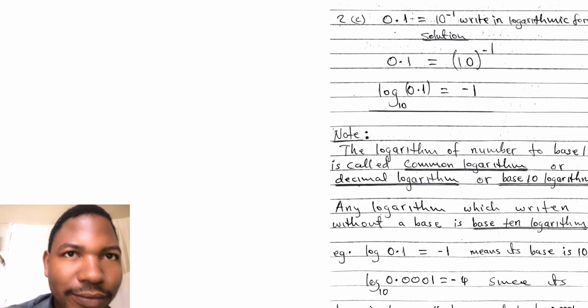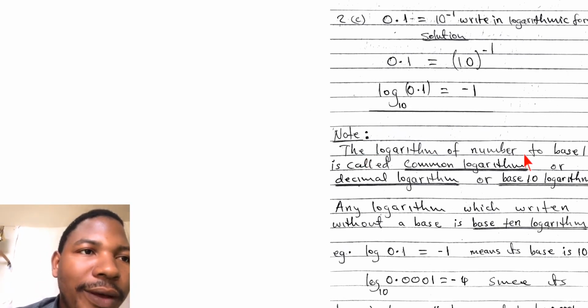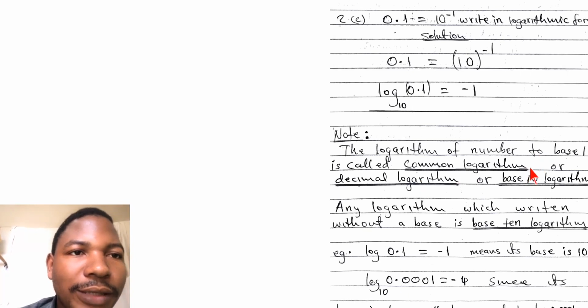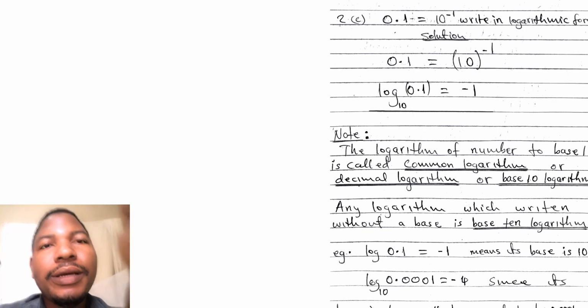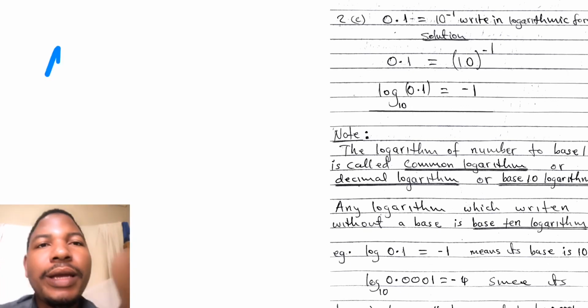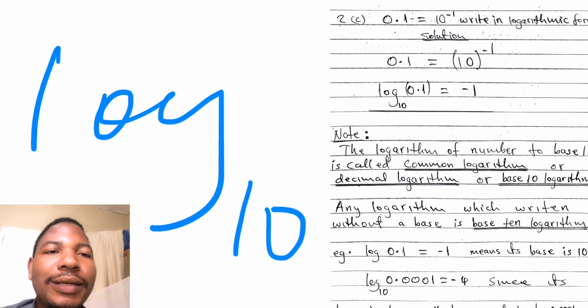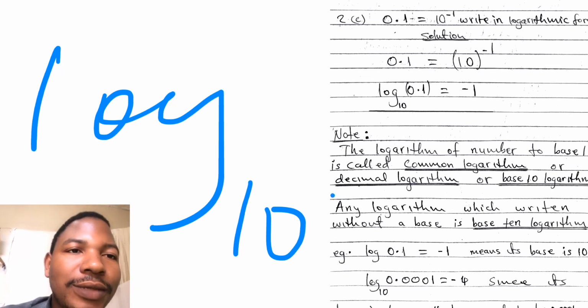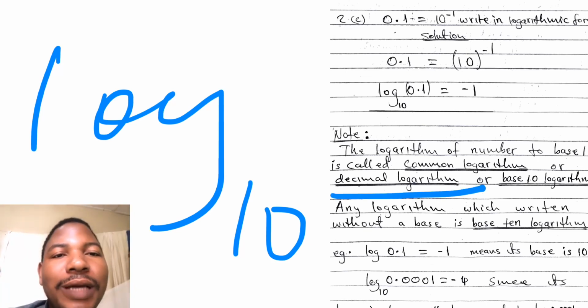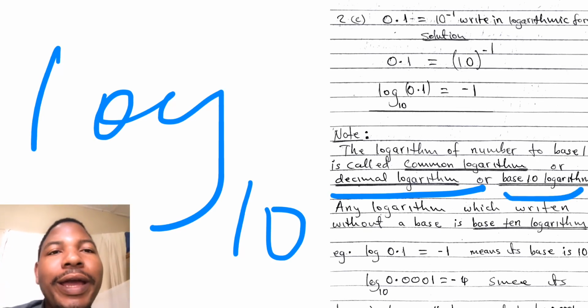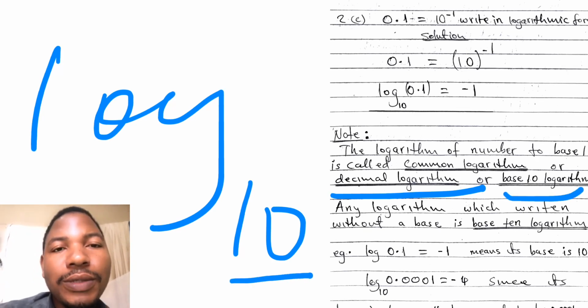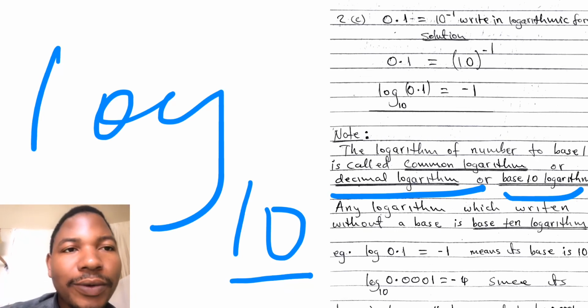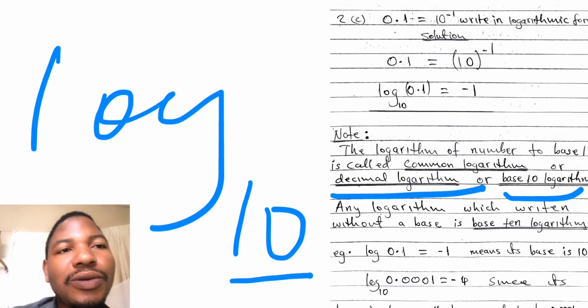Take these notes. The logarithm of a number under base 10 is called the common logarithm. So sometimes it's what we call the decimal logarithm or base 10 logarithm. So you have to understand any logarithm with base 10 is what we call the common logarithm, or sometimes the decimal logarithm, or the base 10 logarithm. So you have to understand it.